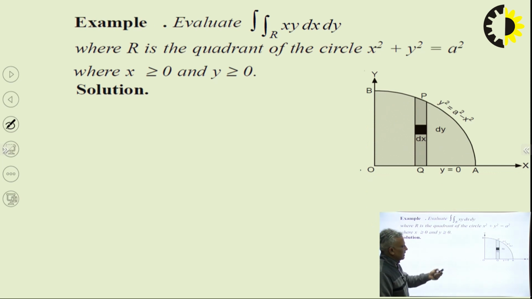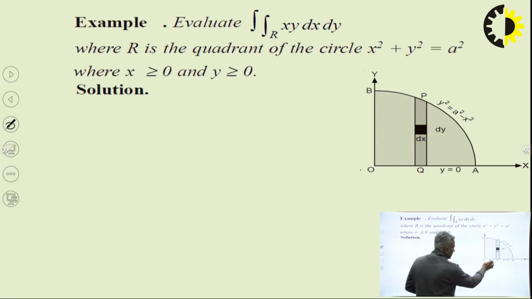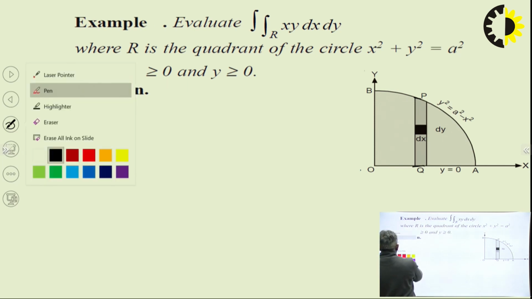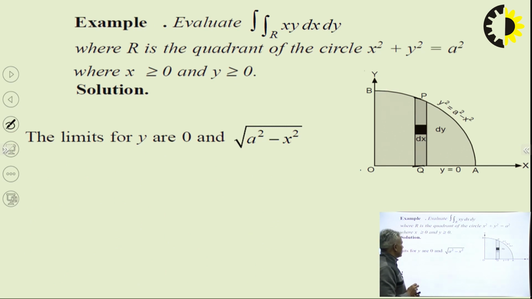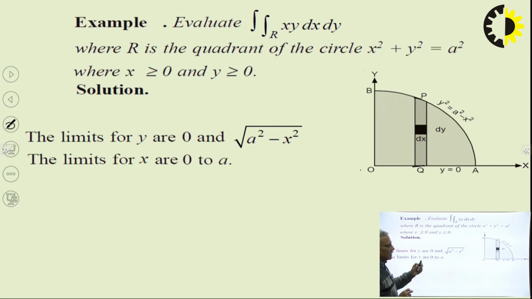I explain here, right? The lower portion of this region is this and the upper portion is this. Then how to take the limit here, we see very carefully, right? So how to take the result? Suppose first of all, we take the strip parallel to the x-axis.